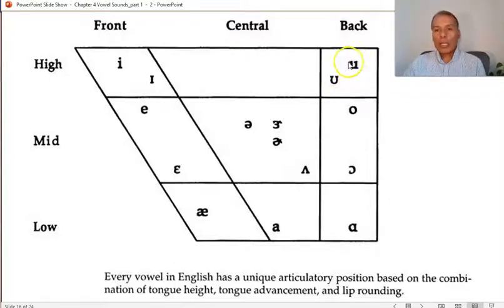Okay, so let's take examples of words. U as in pool, pool. If you reduce that, make it shorter, it will become pull, pool, pull. Okay, fool, full. So again, the U is tense, the O is lax. Then we have both of them are high, both of them are back, both of them are rounded.